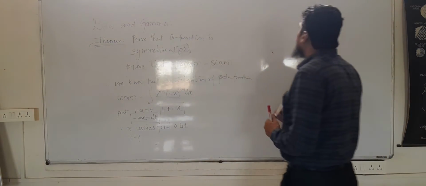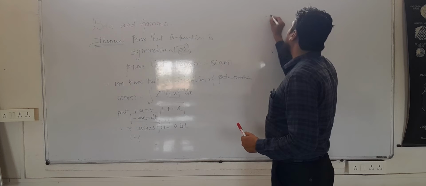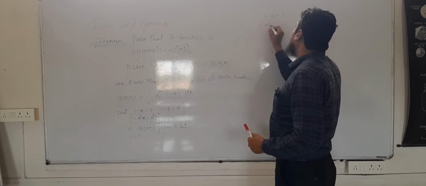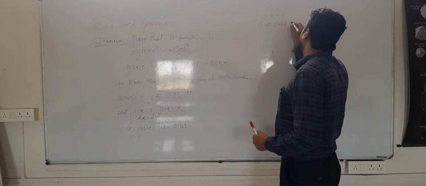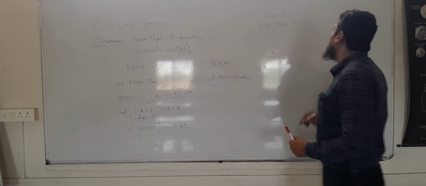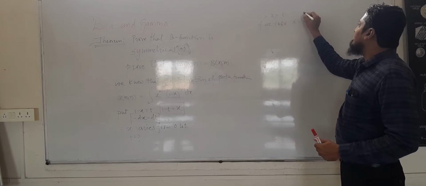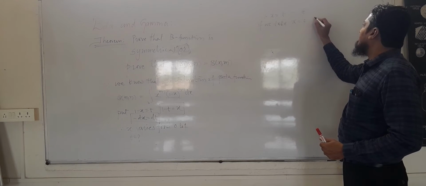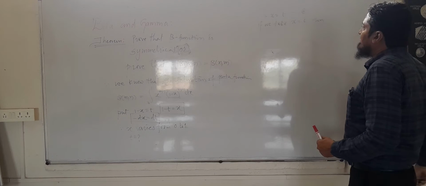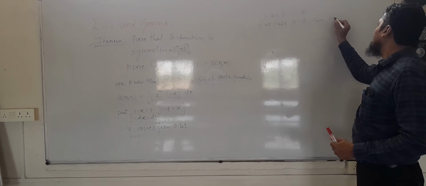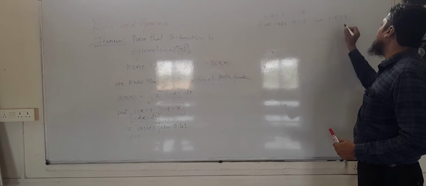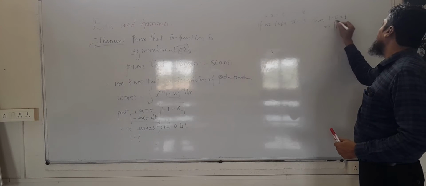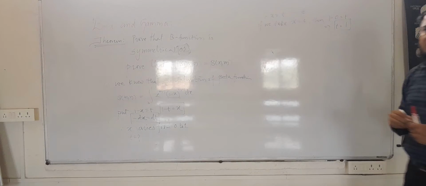Since we know that 1 minus x is equal to t, if we take x equal to 0 in this equation star, then we will get 1 minus 0 is equal to t. This implies that t is equal to 1. Correct?